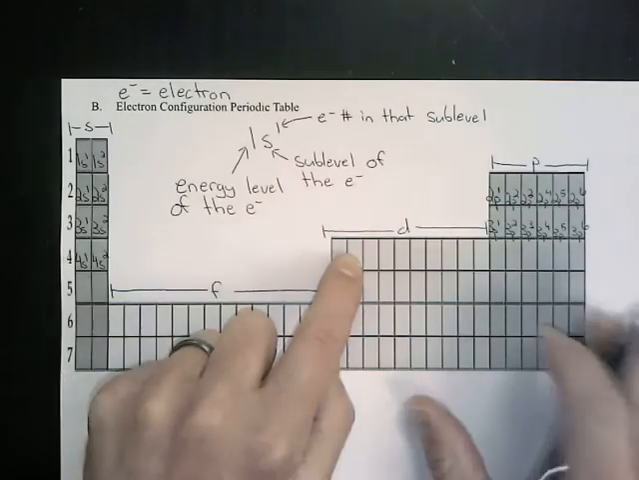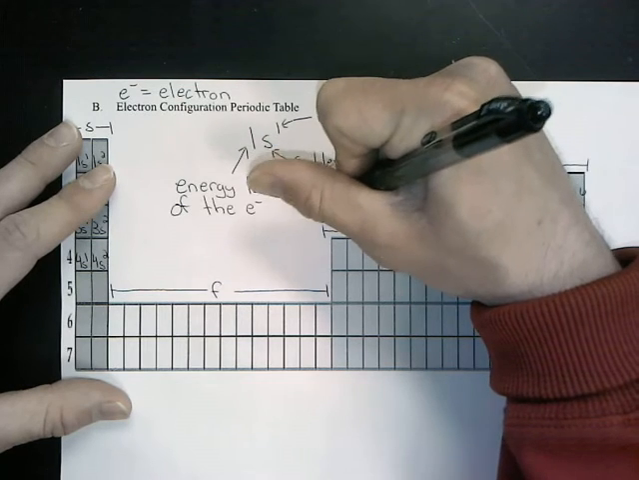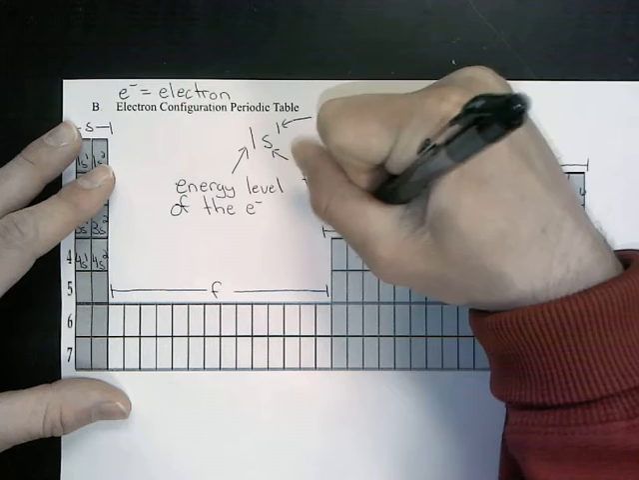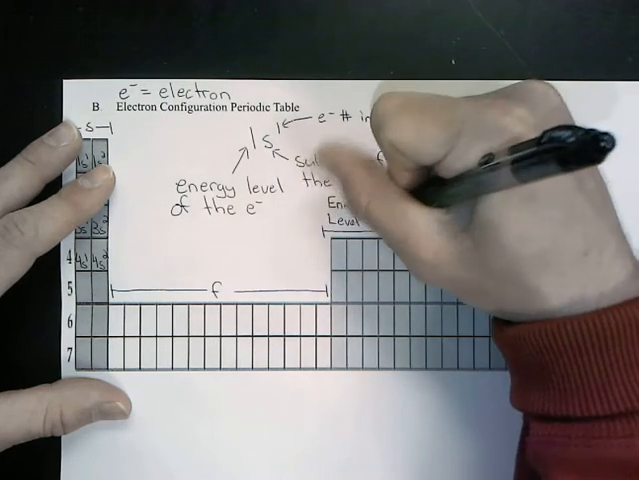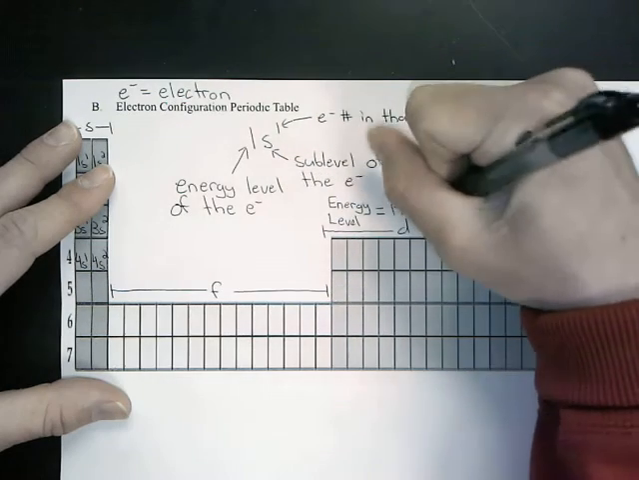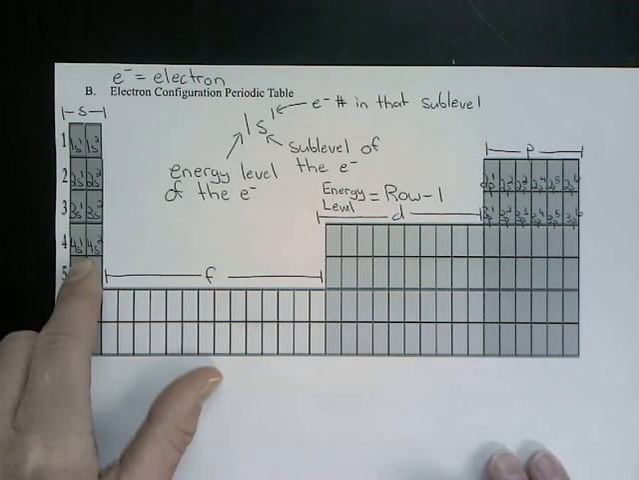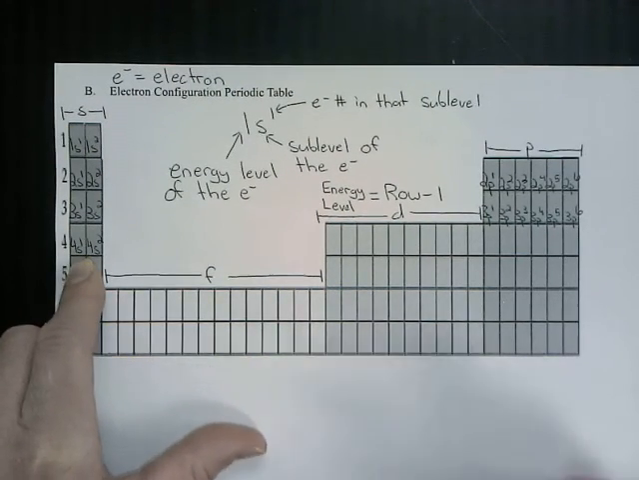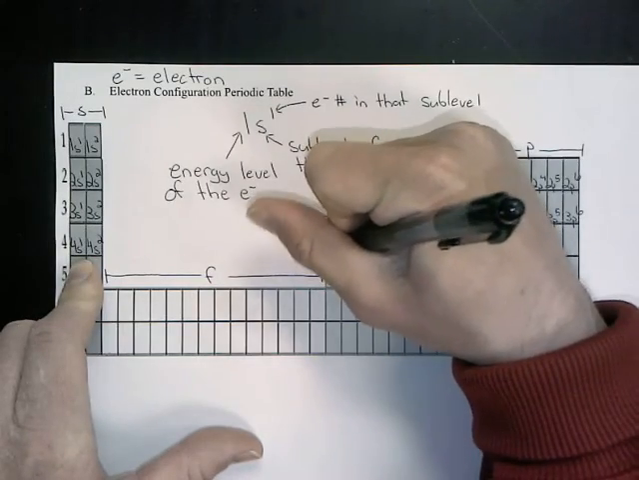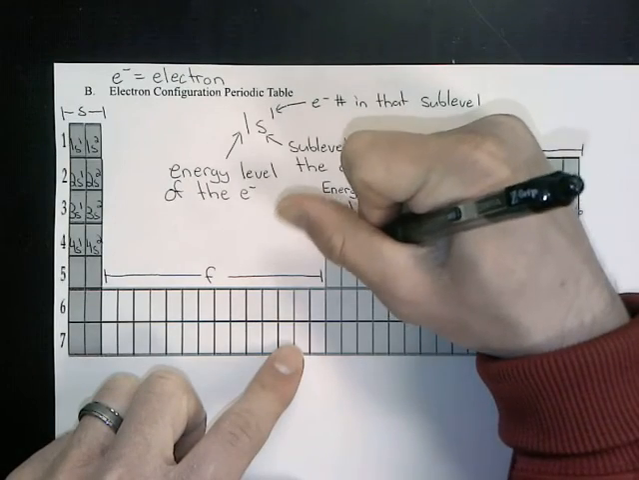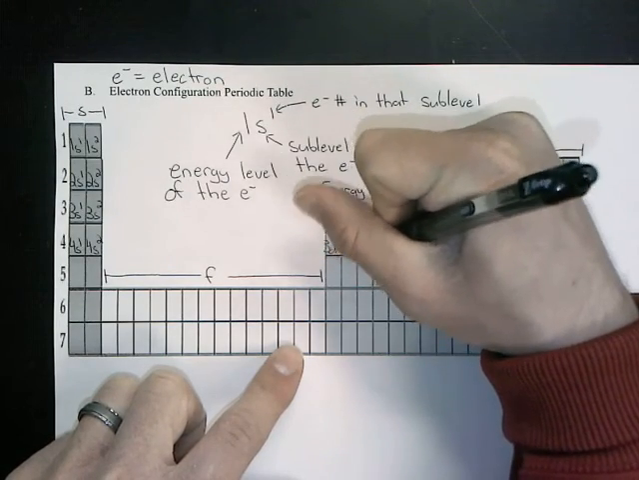And now we need to pause real quick because our energy level for our D block is no longer equal to the row number. Our energy level for the D block is row minus 1. So because we're in the fourth row, row minus 1, 4 minus 1 would be 3. We're in the D block, and we would restart our count at 3D1. Now this would scroll over all the way to 3D10.